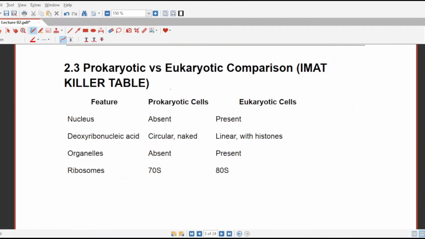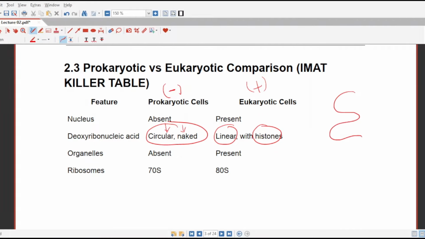For prokaryotic cell, we will put minus, and for eukaryotic cell, we will put plus, right? We see that everything is absent. Deoxyribonucleic acid is circular and naked because it is not inside a nucleus. On the other hand, the eukaryotic cell's DNA will be linear and it will have histone protein. What do we mean by histone protein? When we draw the DNA, this DNA will have some bead-like structures. Those are histone proteins. They help in organization of DNA.